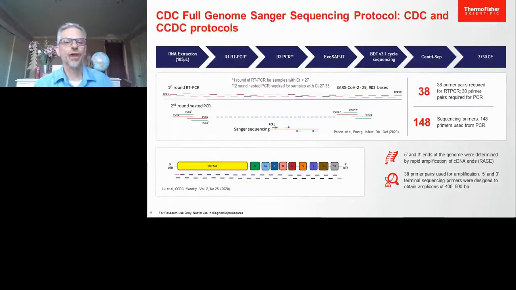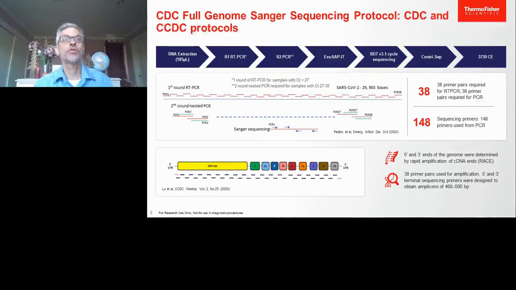PCR products are purified via exonuclease purification and then cycle sequenced using the BigDye Terminator version 3.1 sequencing protocol, and then separated on the 3730 capillary electrophoresis instrument. And for the CDC protocol, there are 38 primer pairs that are needed to span the nearly 30,000 bases of the virus. And these are tiled across the virus, as shown in the top of the slide.